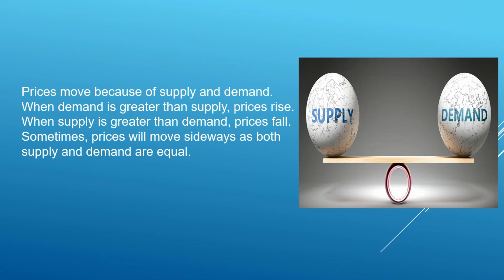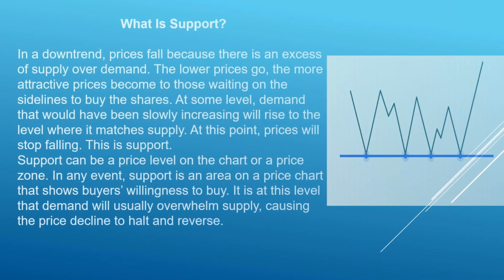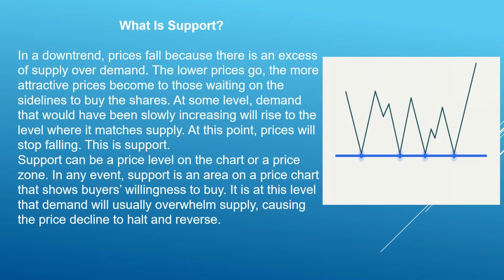When the price falls, sometimes the price will move sideways as both supply and demand are equal. When there is a very strong buying force, it will make the prices move up. When there is a lot of supply, a lot of selling, it will force the price to move down. And sometimes the forces of supply and demand are equal. At this time, we see the price move in what we call sideways or a range. So let's start with the support itself.